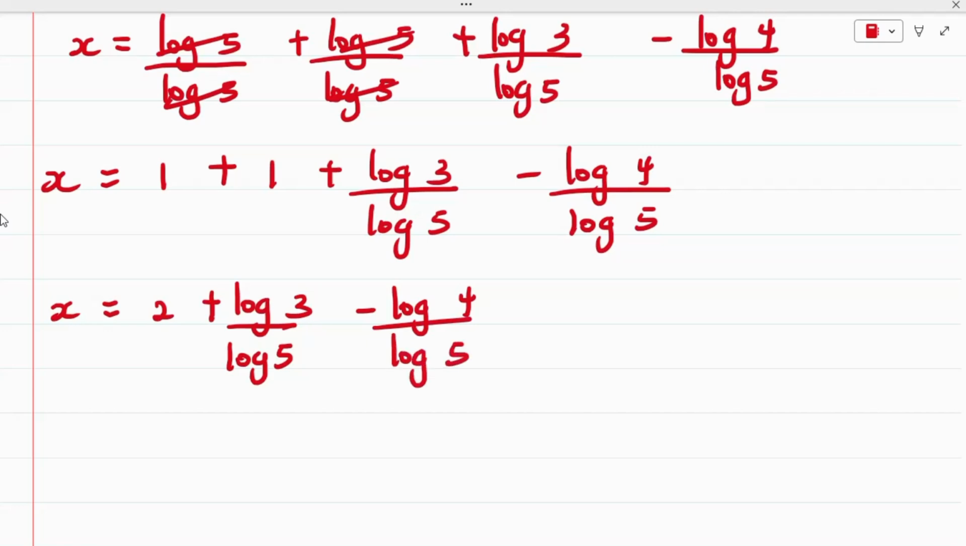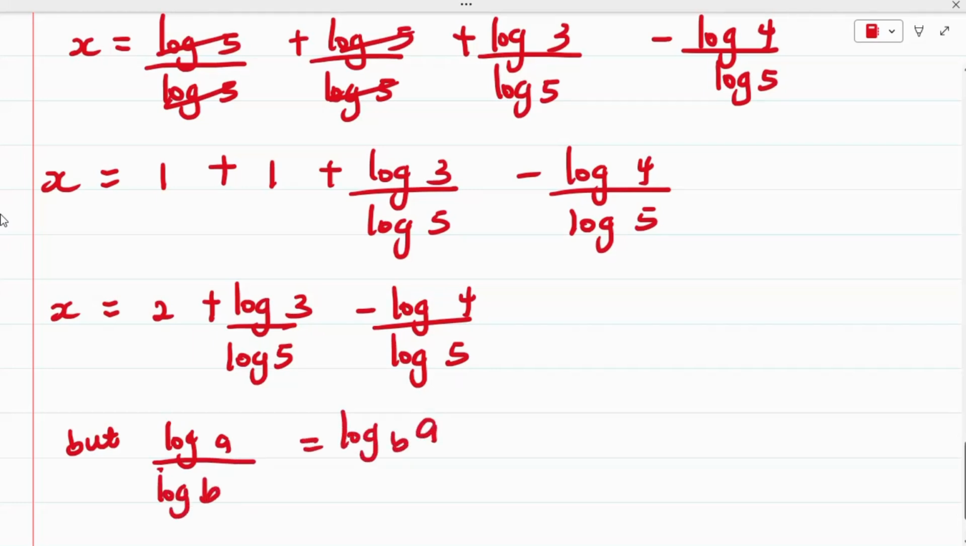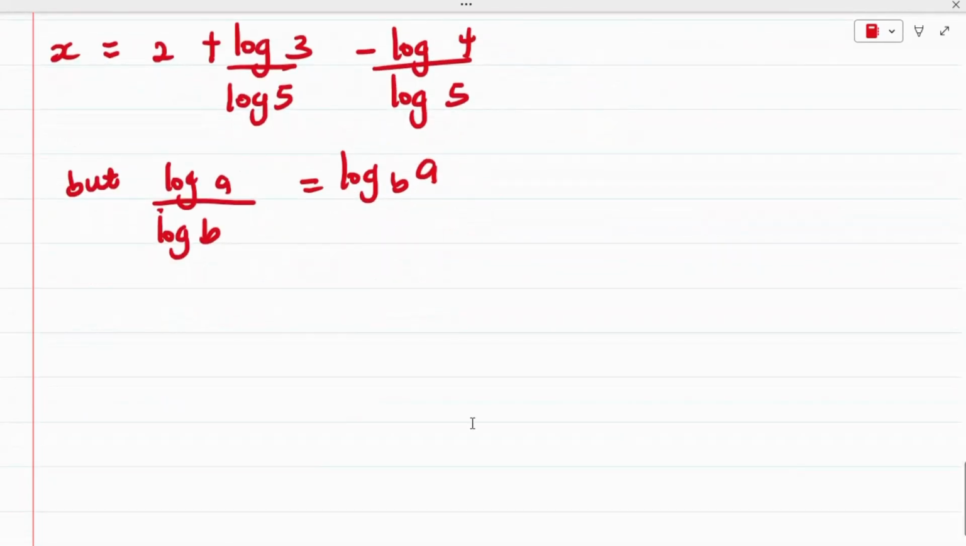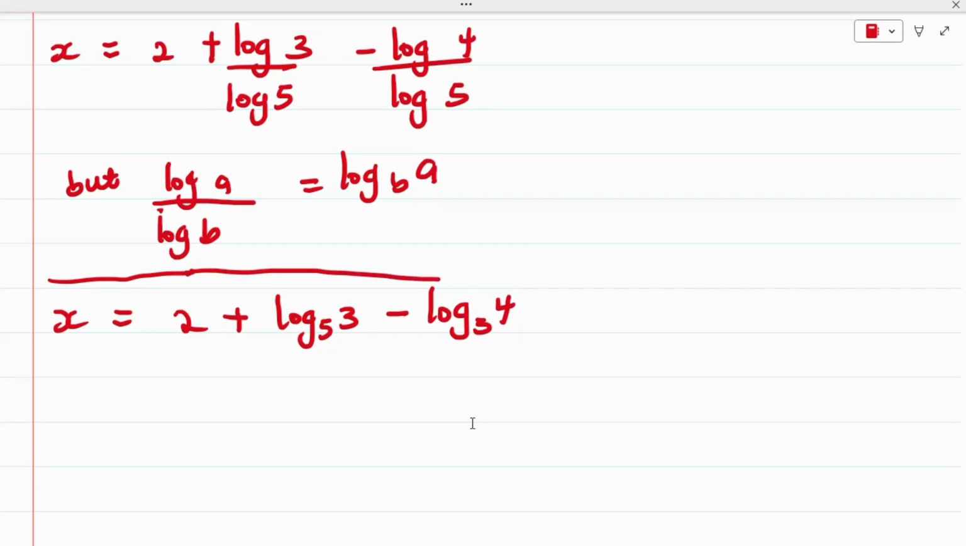plus log 3 divided by log 5 minus log 4 divided by what? Log 5. But from this property, if we have log A divided by log B, this is equal to log A base B. So we want to simply apply this property. So we have x is equal to 2 plus log 3 base 5 minus log 4 base 5, and this becomes the value of x. So guys, we have been able to find the value of x to this nice maths Olympiad problem.